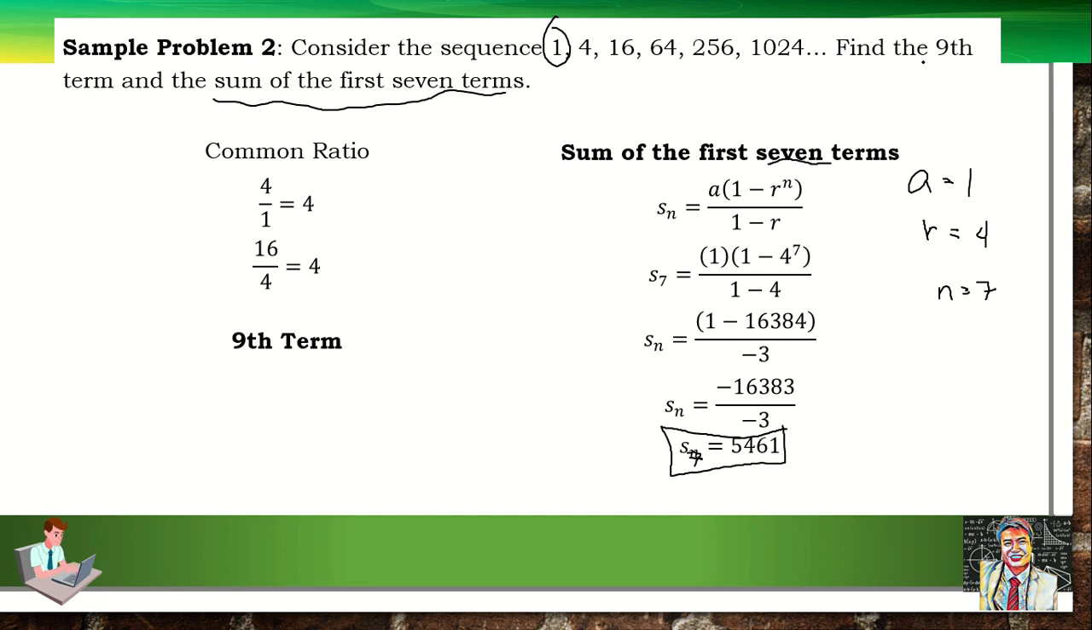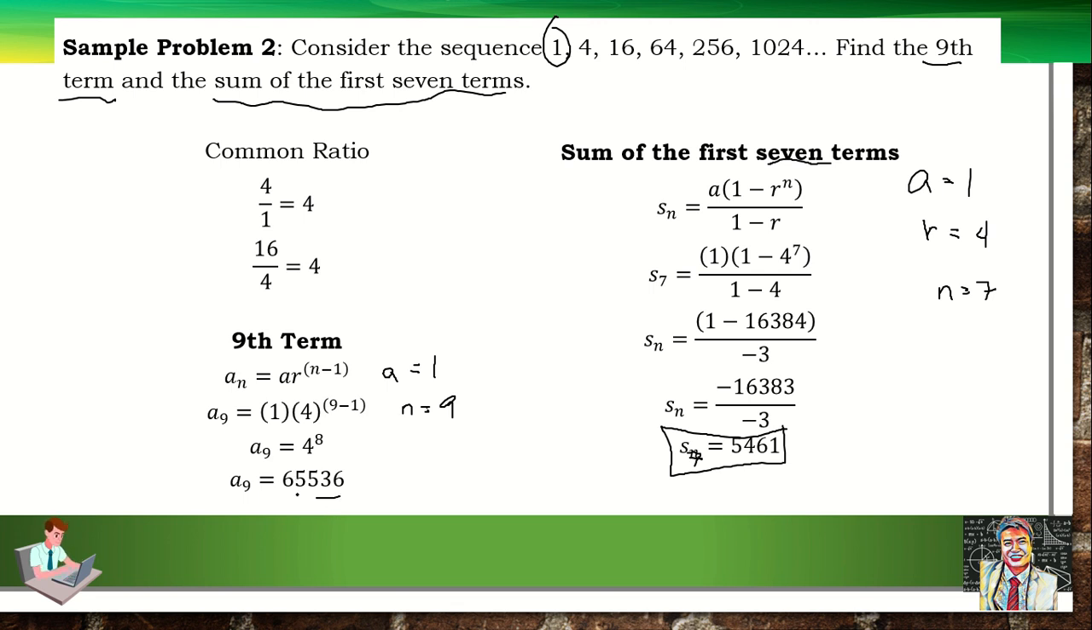Ay, alam pa natin yung 9th term. Okay, the 9th term, formula for 9th term for common ratio, that is A sub n is equal to A R raised to n minus 1, where A is 1, the first term, and the n is the number of terms, which is 9. So A sub 9 is equal to 1 times 4 raised to 9 minus 1, giving us the answer of 4 raised to 8. 9 minus 1 is 8. 4 raised to 8 is 65,536. Okay?